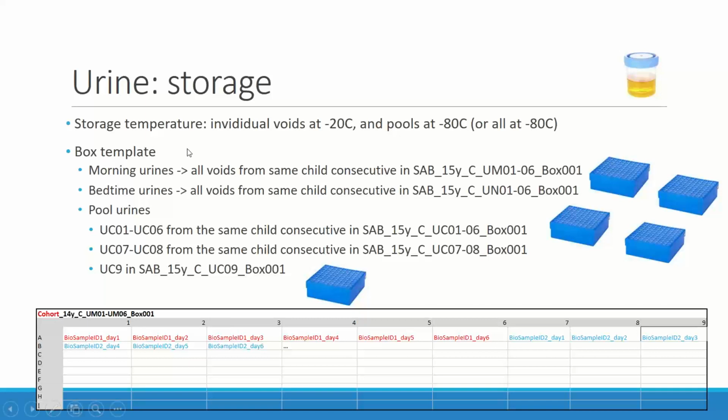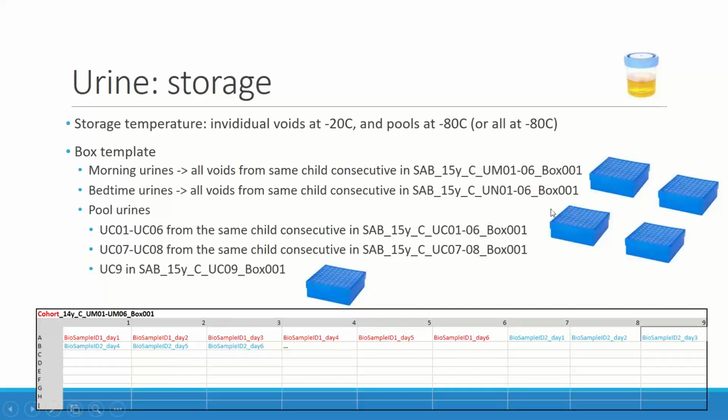And regarding the storage of the samples, we will have 5 different boxes, okay? There will be 1 box for the morning samples, and all the 6 morning samples coming from the same subject will be stored consecutively, okay? So you can see them here in this template in red, and these samples, for instance, will be subject 1, day 1, day 2, until day 6, and then we will have subject 2, day 1, until day 6. Okay, this is for the morning samples. We will have a second, similar box for the night bedtime samples.